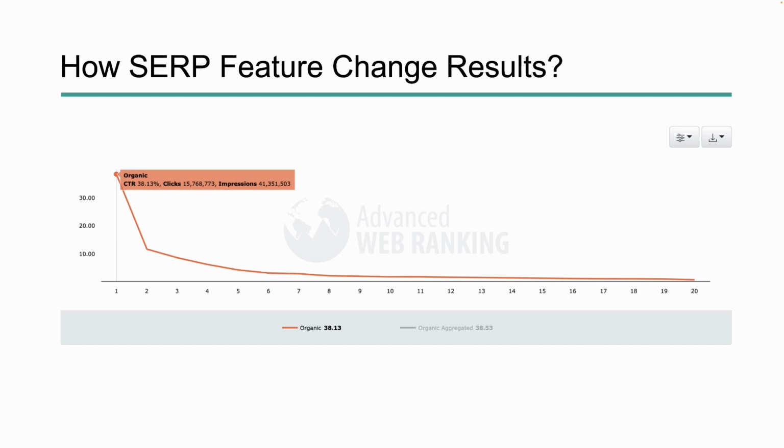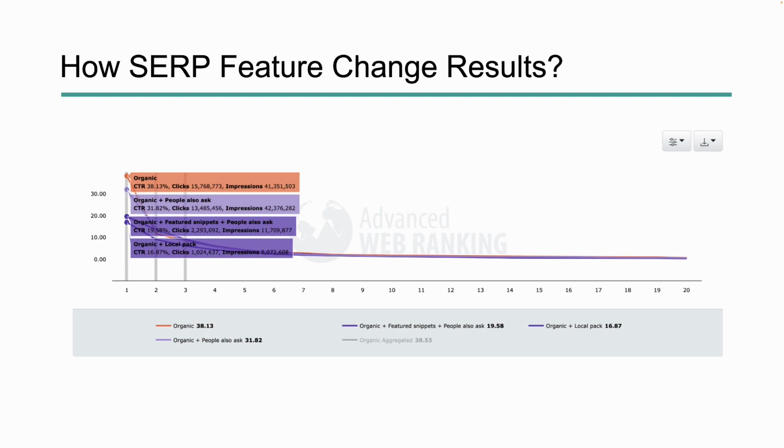But what happens to position 1 once we start seeing more SERP features? Well, I just added a few of the more common ones, things like organic with people also asked, or organic with a featured snippet and people also asked, or organic with a local pack. And when we look at just adding people also ask, that position 1 drops 7 points. Instead of being 38% of the clicks, it gets 31 now.